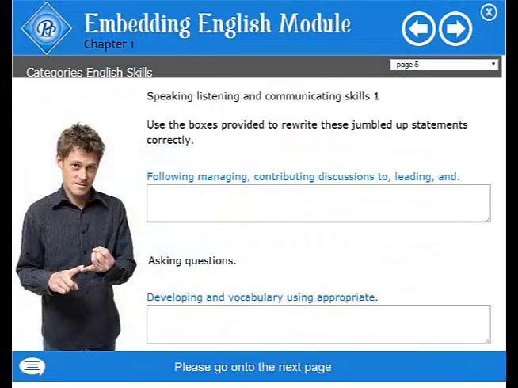Embedding English within sessions is a significant challenge for some tutors. This module looks first at the categories and subcategories we can use to describe the English skills that we should seek to provide development opportunities for. It then goes on to look at practical ways of embedding speaking, listening, and communicating skills development opportunities, reading skills development opportunities, and writing skills development opportunities.